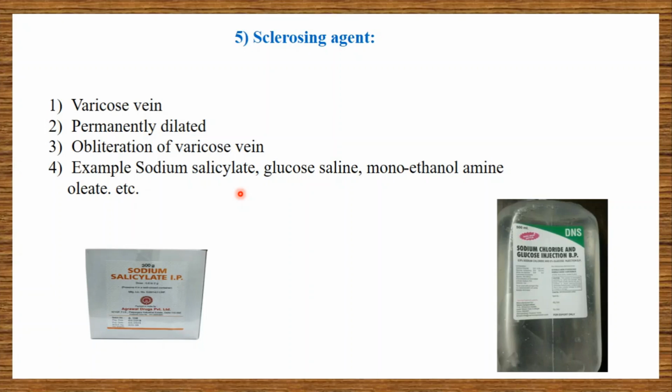And varicose veins are diseased veins which are permanently dilated, and hence they are unable to push back the impure blood to the heart. So this sclerosing agent, that is sodium salicylate and glucose saline, is used to irritate the internal layer of the vein, and it is used for the obliteration of varicose veins. So this is all about sclerosing agents, and the examples are sodium salicylate, glucose saline, and monoethanolamine oleate.